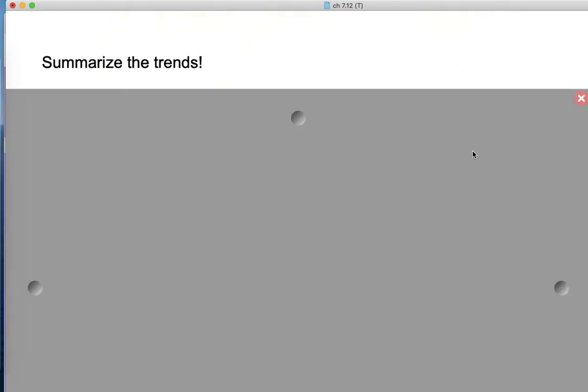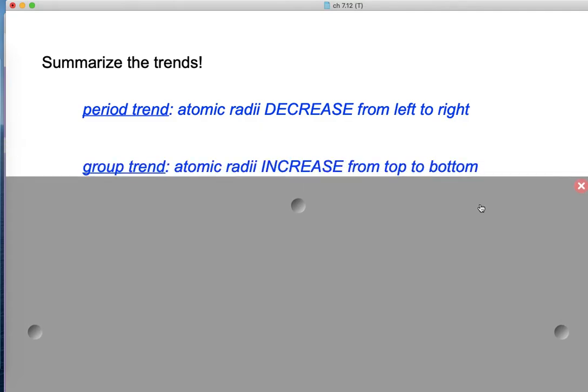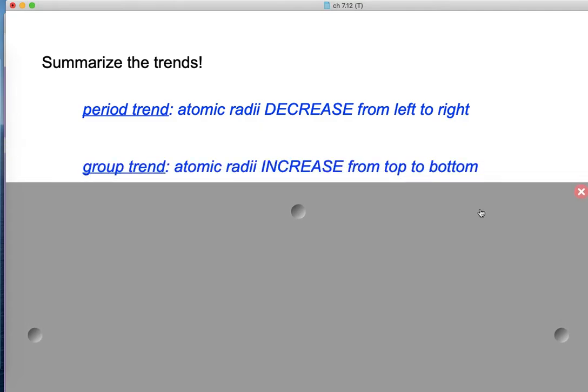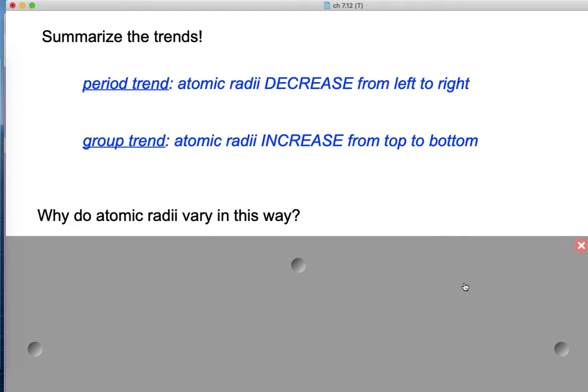So let's summarize the trends. The period trend is that the atomic radii decrease when you move from left to right in the period. That is, the atoms get smaller. The group trend is that atomic radii increase as you go down a group from top to the bottom. That is, the atoms get larger. Why do they vary in this way?